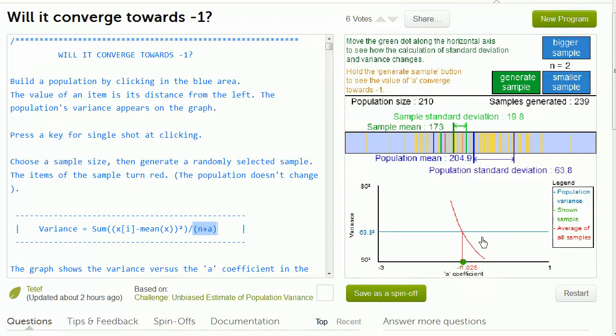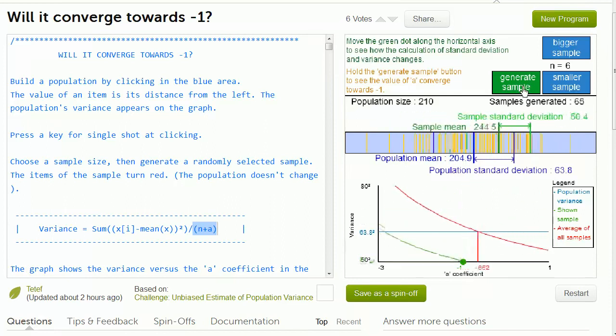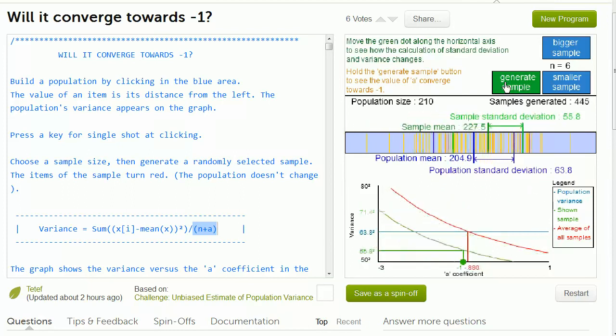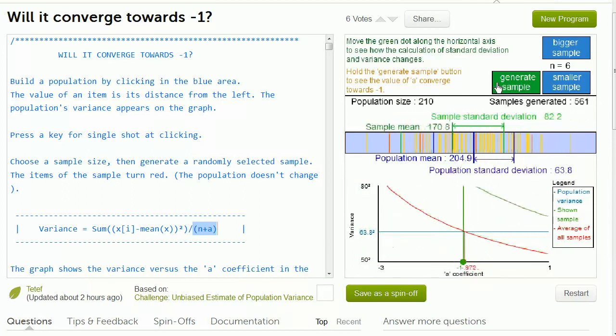The population variance. And you can do this for samples of different sizes. Let me try a sample size 6. And here you go, once again, as I press, I'm just keeping generate sample pressed down. As we generate more and more samples, and for all the a's, we essentially take the average across those samples for the variance, depending on how we calculate it. You'll see that, once again, our best estimate is pretty darn close to negative 1.